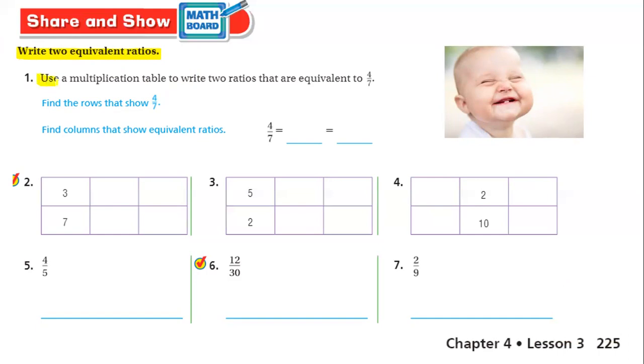Use a multiplication table to write two equivalent ratios that are equal to 4 to 7. I need another equivalent ratio here. 8 to 14. Excellent. You multiplied by 2 in your mind. Then 12 to 21. Great. You multiplied by 3.